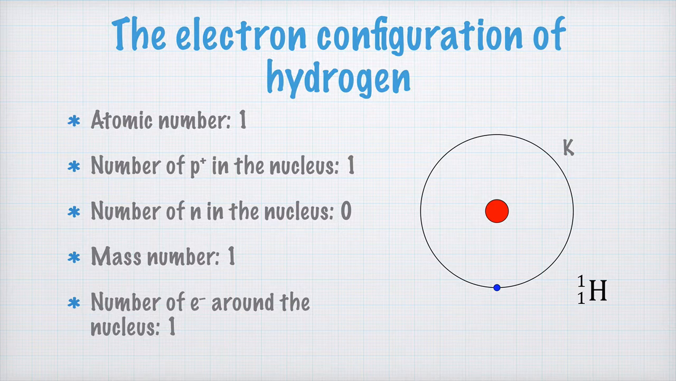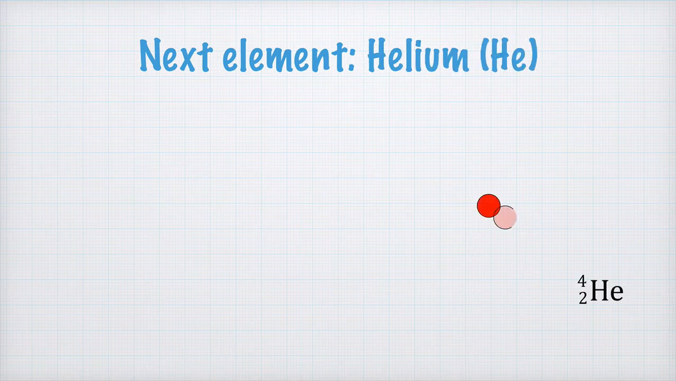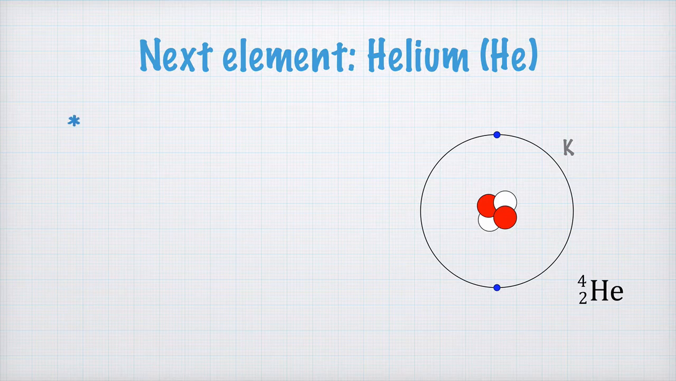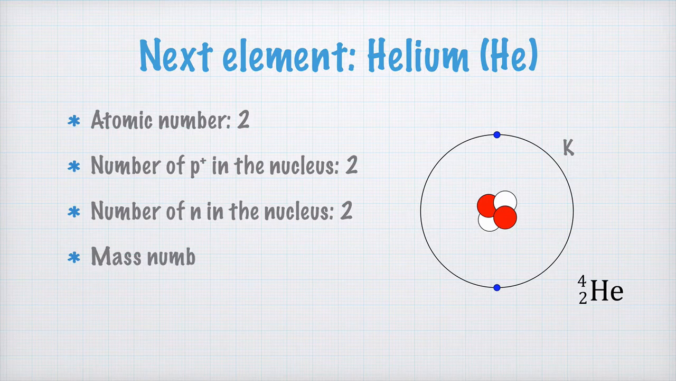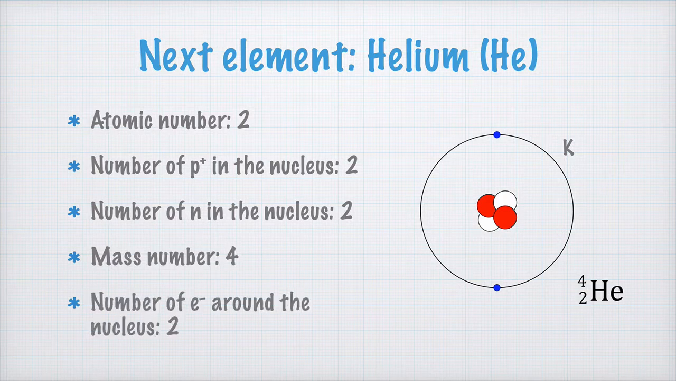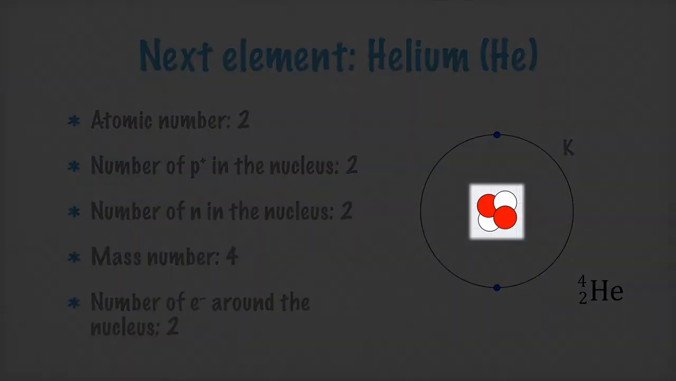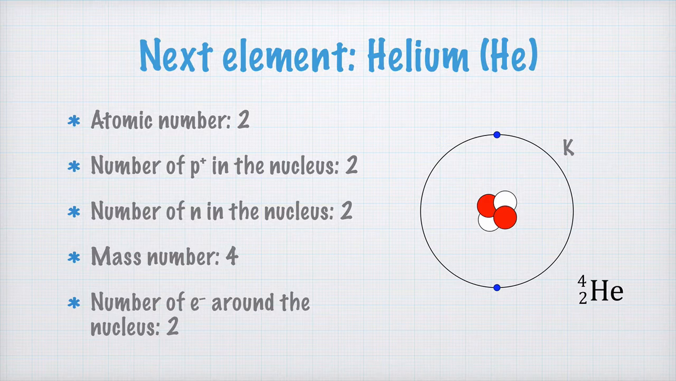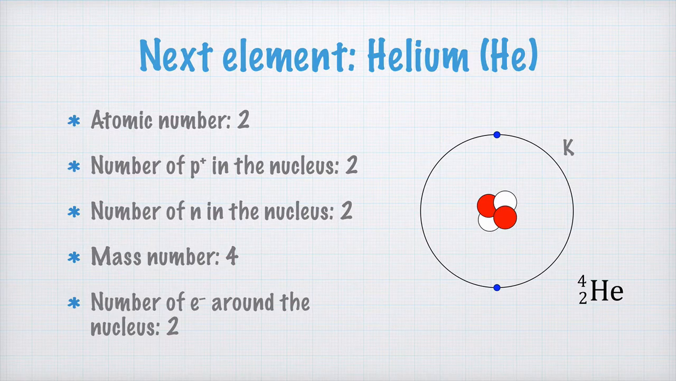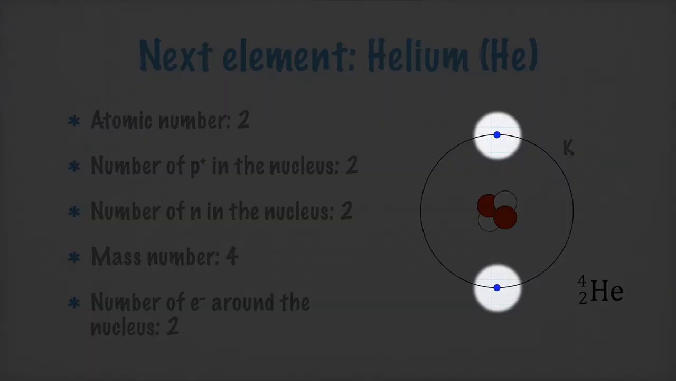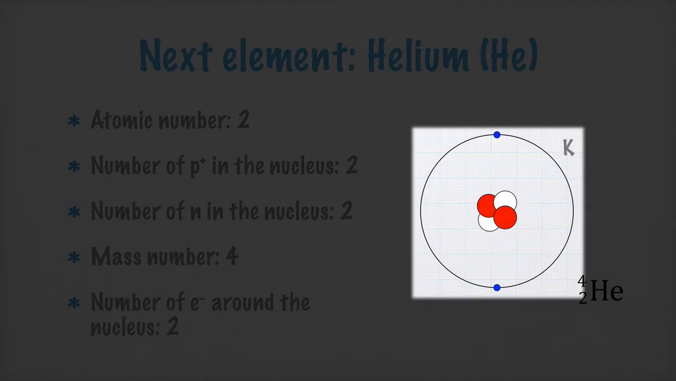It is uncharged. The next element in the periodic table is helium, which I draw here. Helium has the atomic number 2, and you can also see that it has 2 red protons here in the nucleus. In the model of this helium isotope, there are also 2 neutrons. Therefore, the mass number for this helium isotope is 2 plus 2 equals 4. To balance out the 2 positive charges in the protons, there are also 2 electrons here in the K shell.